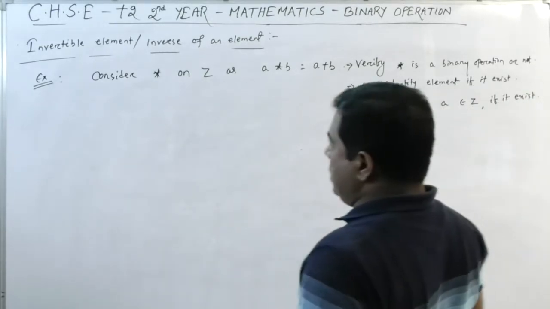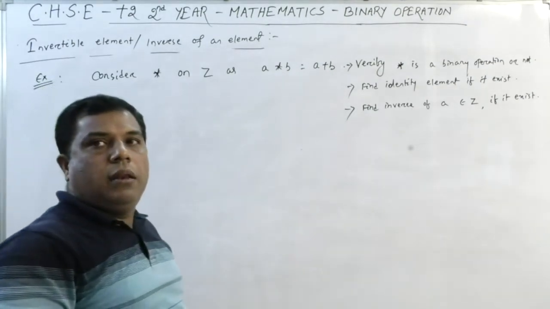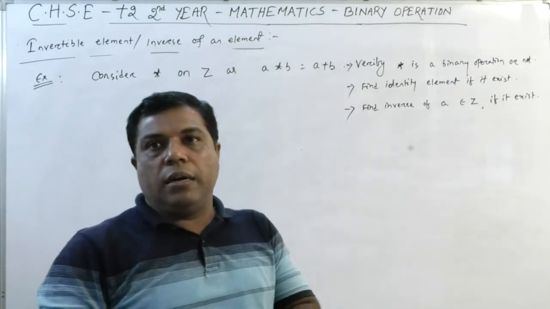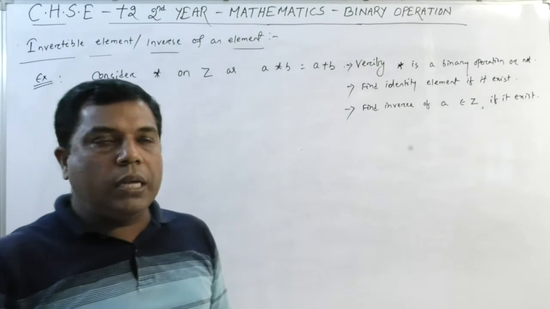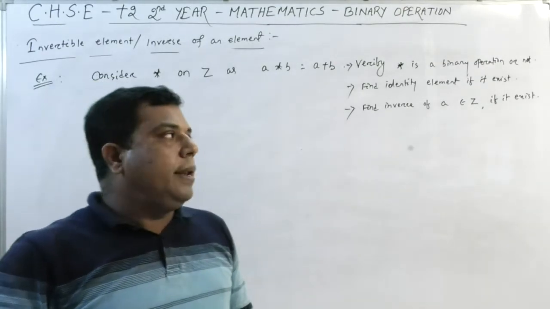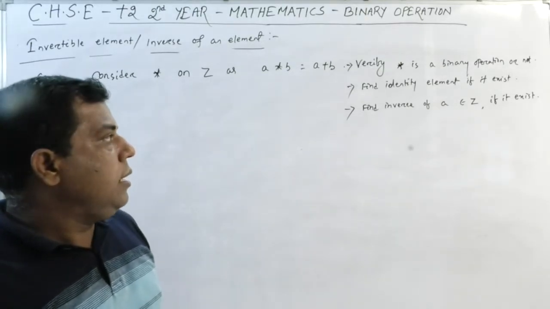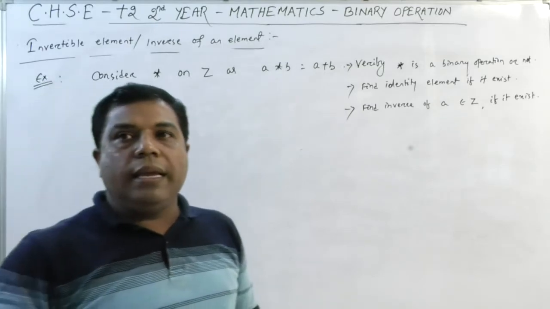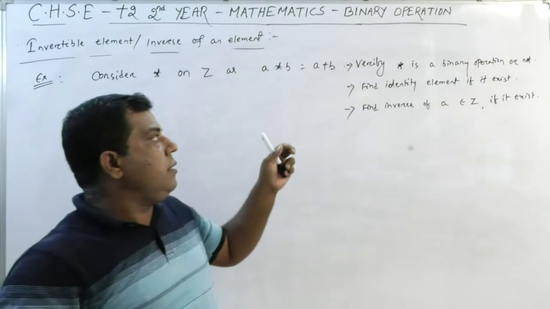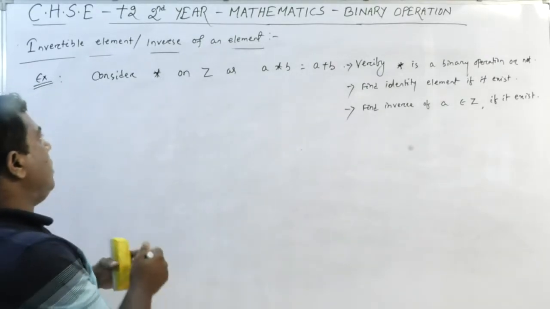So you see, here I am writing an example where we have to check whether a binary operation is given. First of all, we have to check whether it is a binary operation or not. Next, we have to check whether the identity is existing or not. Next, we have to check whether the inverse is existing or not. So this is an example. Let us go for it. I am writing the solution.